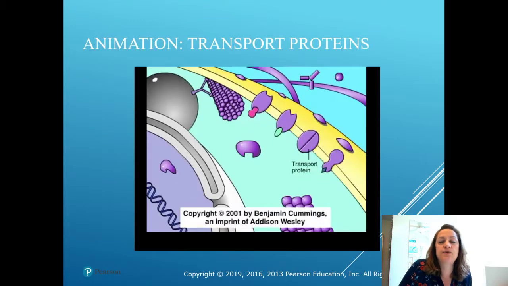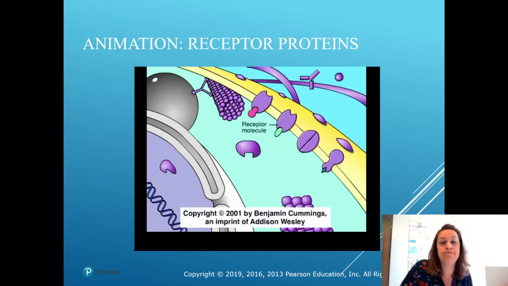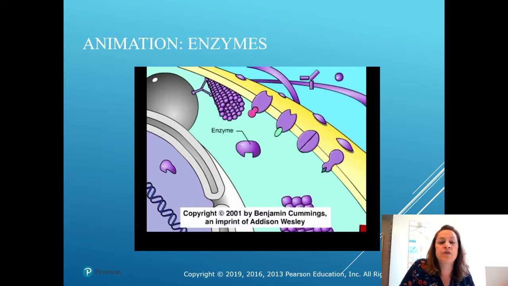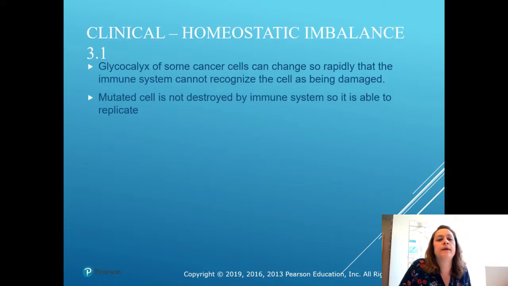Transport proteins. This is going to be a little animation that you can take a look at that will give you a little bit more information on the role of transport proteins. Now, with these Panopto videos, I'm not exactly sure if you can view an embedded video while this video is playing. So these are available on Mastering. You can go under the study area and you can find all of these different videos and animations, and I encourage you to do that. Receptor proteins is another one. Enzymes is another one.